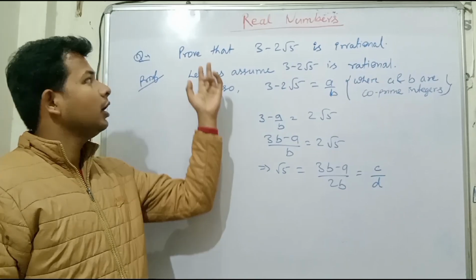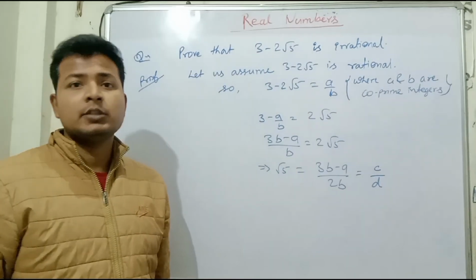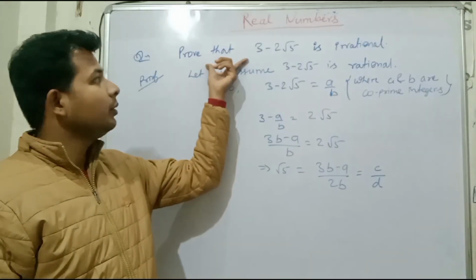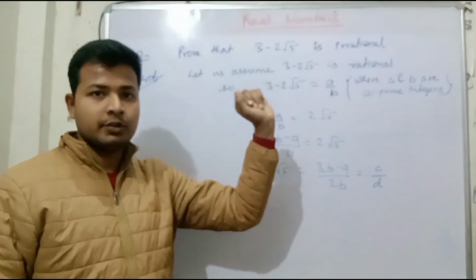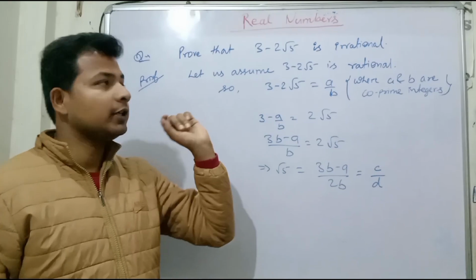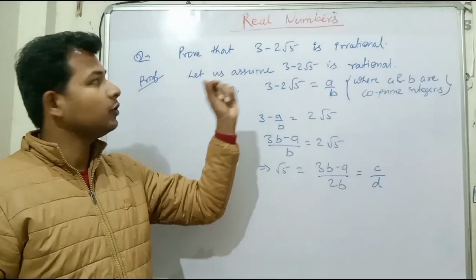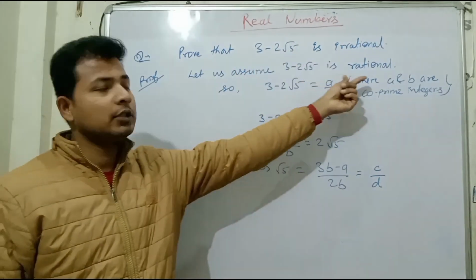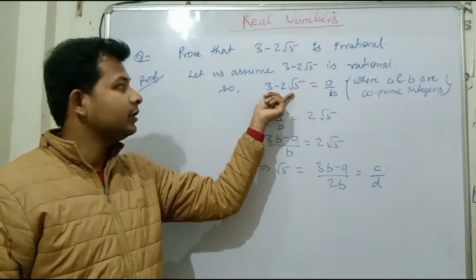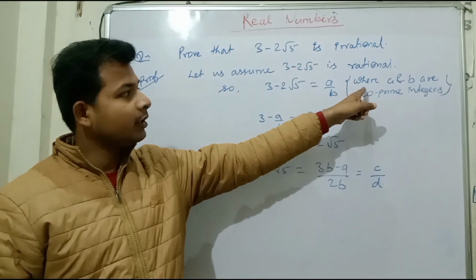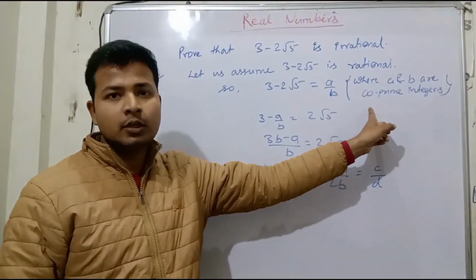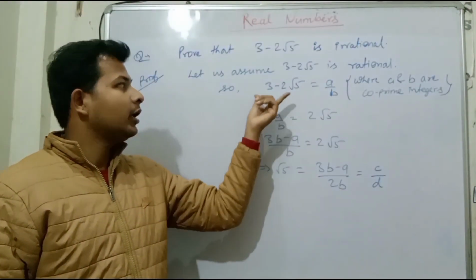One more question, which is generally asked in your examination: prove that 3 minus 2 root 5 is an irrational number. With the same process, we will continue. First of all, we have to assume that this number is rational. That means we can write 3 minus 2 root 5 as a by b, where, same thing, a and b are both co-prime integers. Okay.